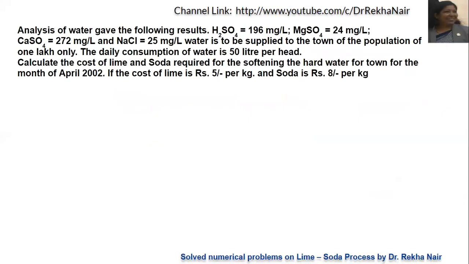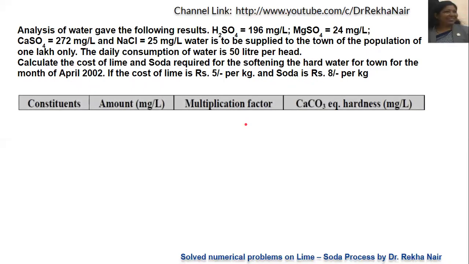Another type of example here: the analysis of water gives the results of H2SO4, magnesium sulfate, calcium sulfate and sodium chloride. It has been mentioned that this water is to be supplied to the town of population of 1 lakh, and daily consumption of water is 50 liter per head, means per person. Calculate the cost of lime and soda required for softening the hard water for the town. For the month of April 2002, cost of lime is rupees 5 per kg, soda is rupees 8 per kg.